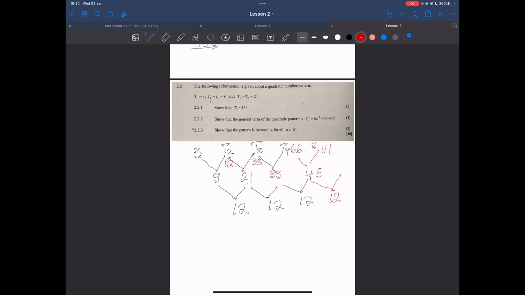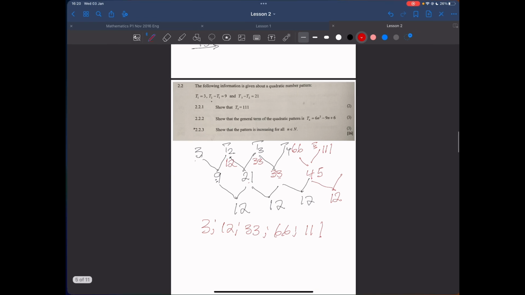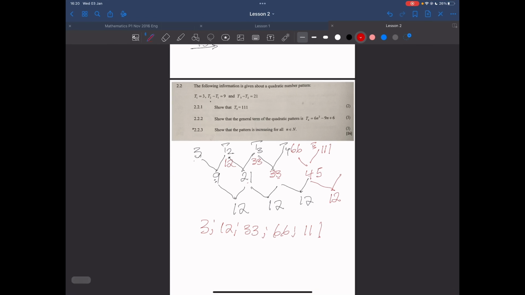So term number 5, it means we have our sequence as 3, 12, 33, 66, and 111. So term number 5 is 111. Right. So there we got it. We have shown that it is 111. So we need to be able to do these terms as they are, count them one by one as we go.